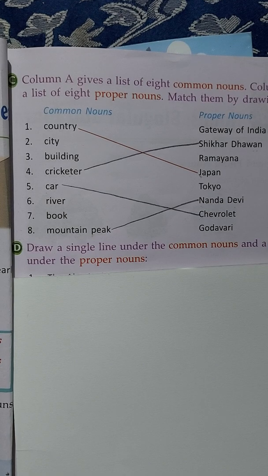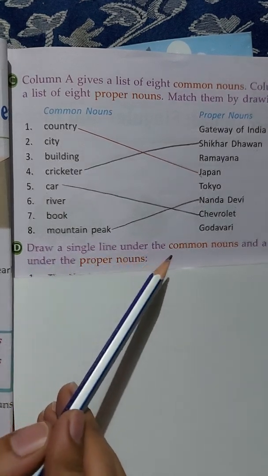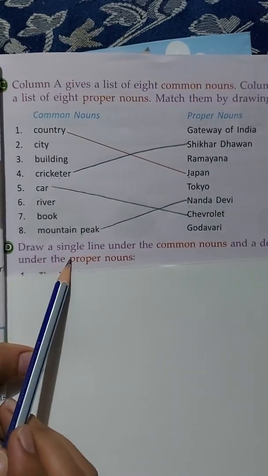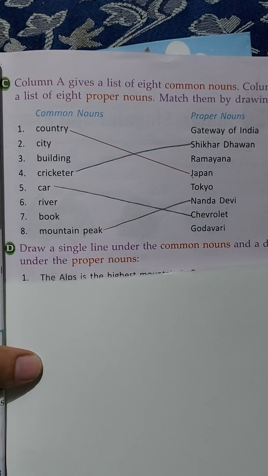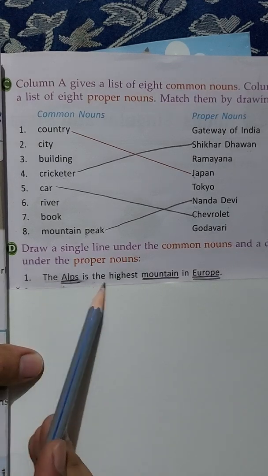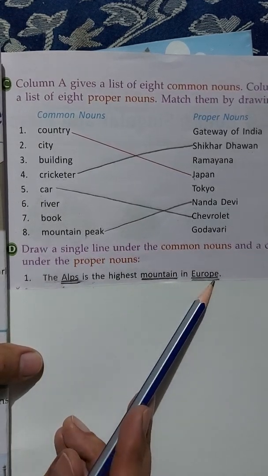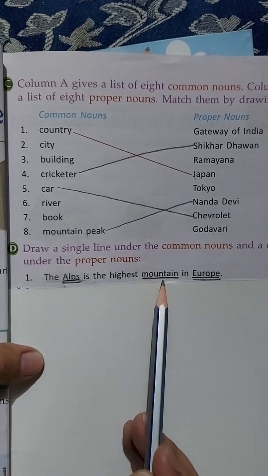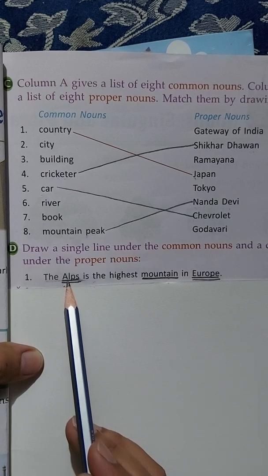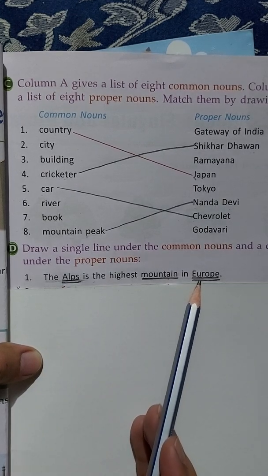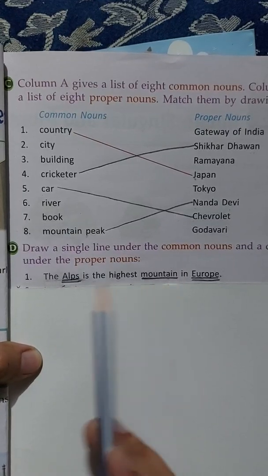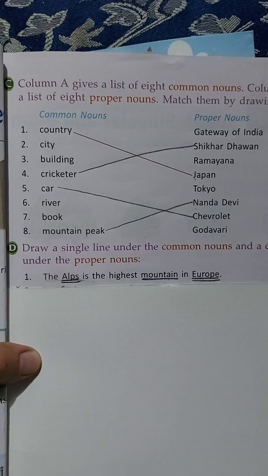Exercise D. Draw a single line under the common nouns and a double line under the proper nouns. So the first sentence is, the Alps is the highest mountain in Europe. Now here, mountain is the common noun and Alps is what? Alps is a proper noun. And we have one more proper noun here which is Europe. So a single line under common noun and double line under proper noun.